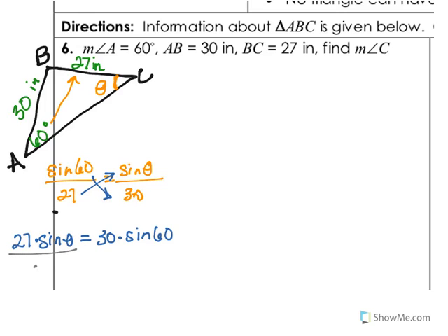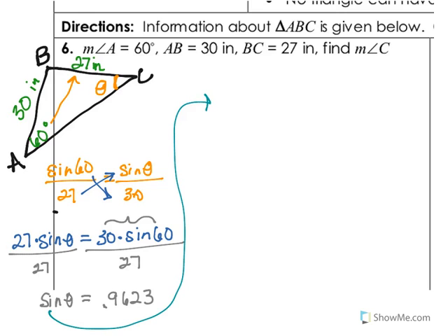So we're going to divide by 27. Now in your calculator, you need to do 30 times sine of 60 first, then hit enter, divide by 27. So you get that sine of theta is going to equal 0.9623. Okay, now remember to solve for theta, I'm going to bring this over here. Sine theta equals 0.9623. To isolate this theta part, you have to undo sine.